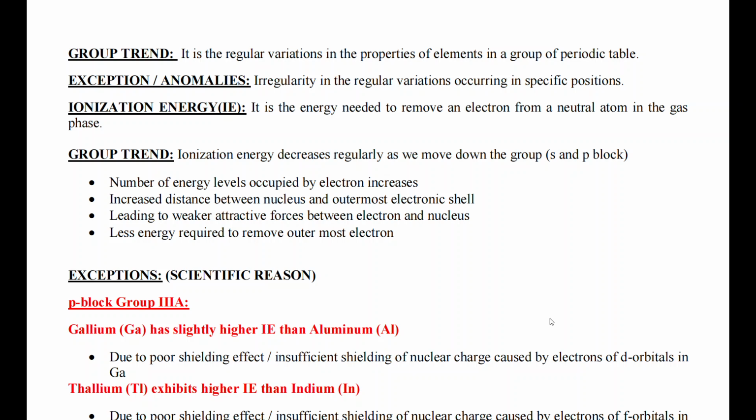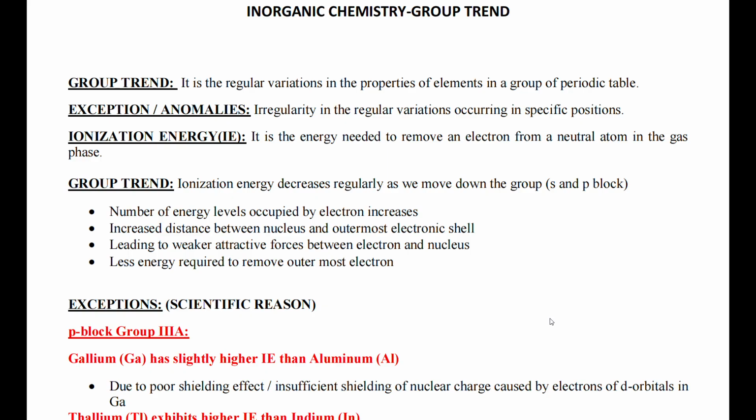Today's video is about inorganic chemistry, the group trend. I'd first like to explain what a group trend is. A group means we are talking about the periodic table and the elements that are located in the group. A trend is the regular behavior or regularity. If we relate it to the elements, it means the regular variation in the properties of elements in a group of the periodic table.